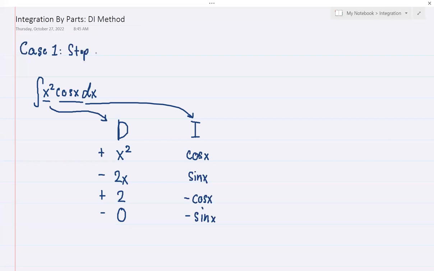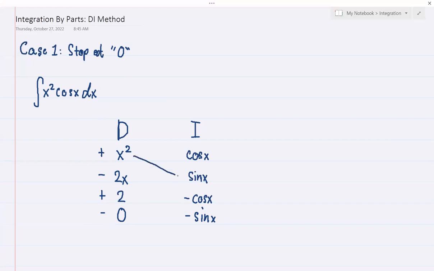Stop at 0. Again, stop at 0. So in the fourth row, there is a 0 in your D column. So you're going to stop at the fourth row. So what are you going to do? We can now find your answer by multiplying the two functions diagonally.